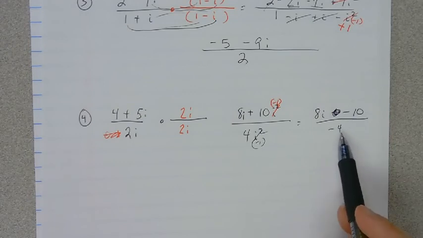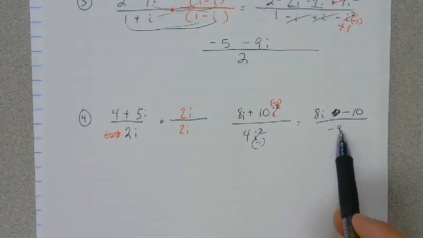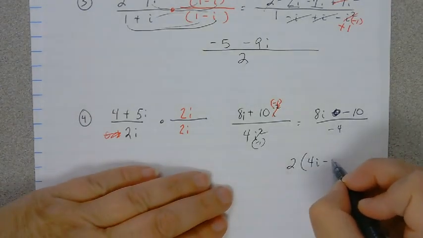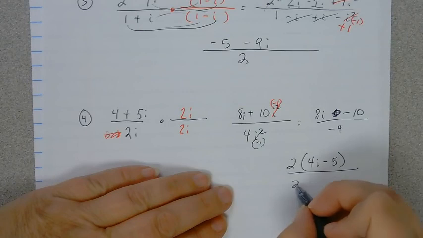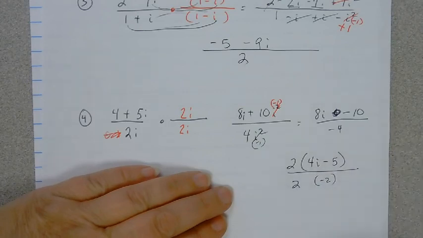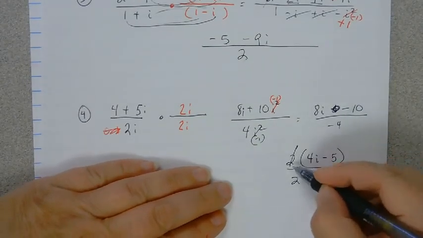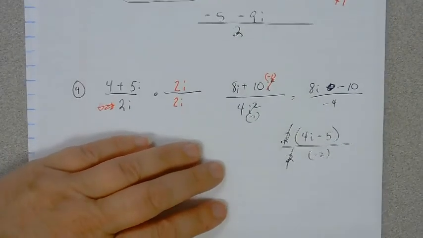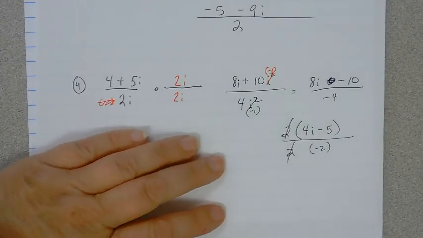Well, I notice that there's a number that goes into all of these numbers, and that number is 2. So I'm going to factor a 2 out of the top, and I'm left with 4i minus 5. And I'm going to factor 2 out of the bottom, and I'm left with negative 2. So the factors of 2 are going to cancel. So my answer is 4i minus 5 over negative 2.